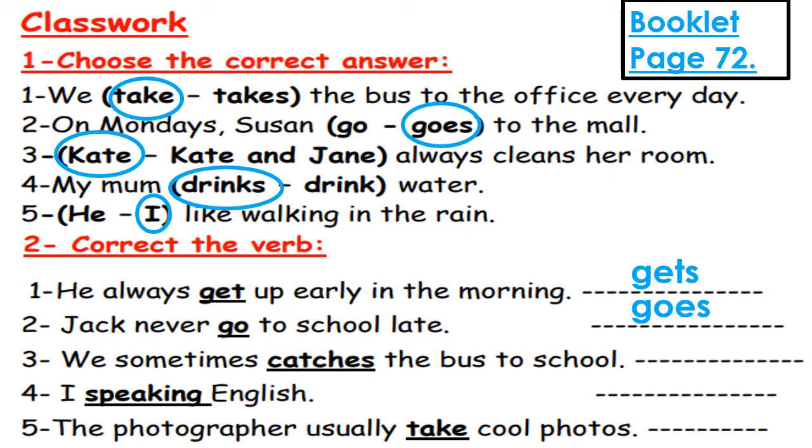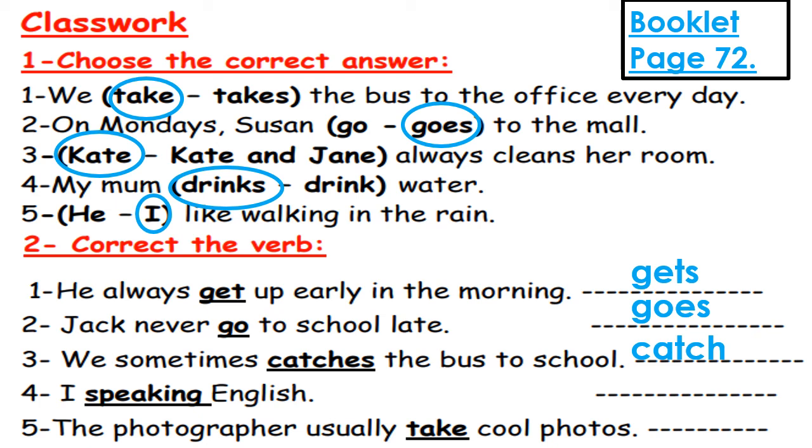Number 3, we sometimes catches the bus to school. Okay, we sometimes. Sometimes is one of our guiding words. For which tense? For present simple tense. But we have we. We refers to plural. So shall I put s or es at the end of the verb? No. So the right form for the verb is catch. So we sometimes catch the bus to school.